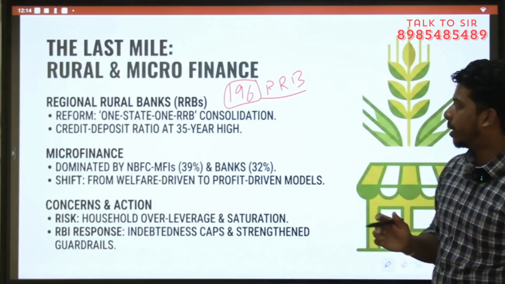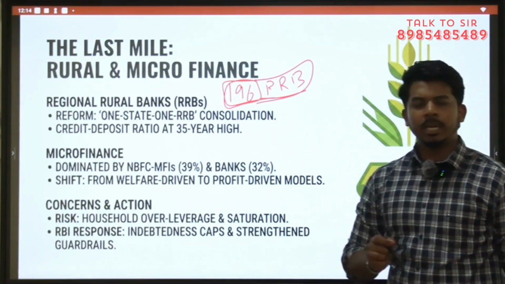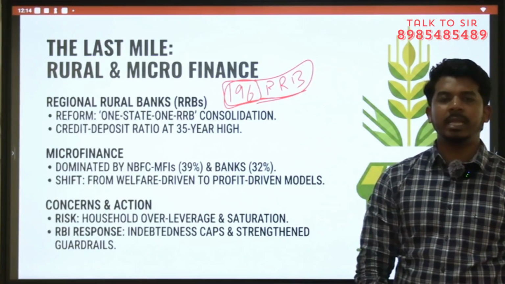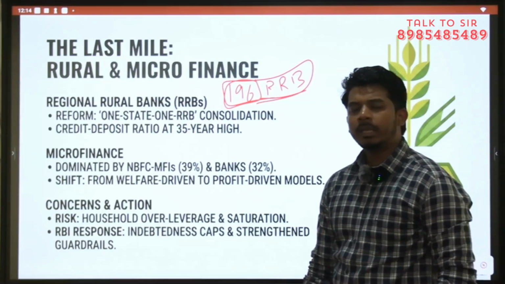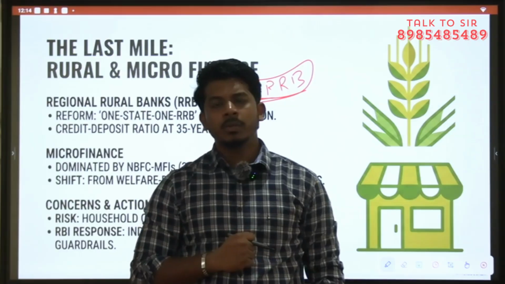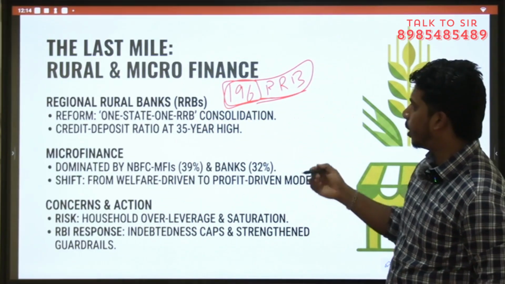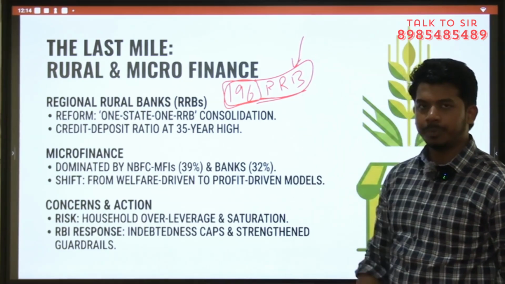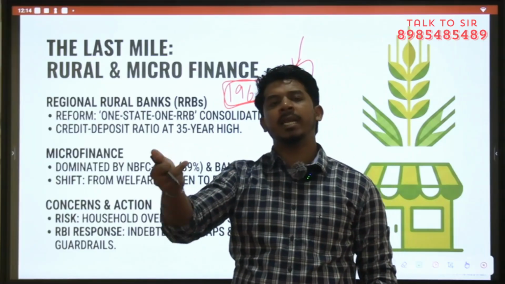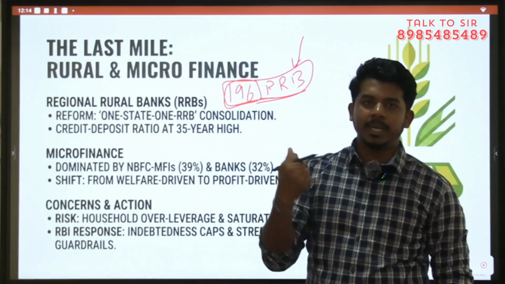But the problem now is that there are too many regional rural banks and they are failing. They are not getting the loans back. They are not recovering their loans properly. So they are suffering with some issues. So what is the government doing? The government is saying the problem is with the number, and the banks are too small. They are not able to manage their finances properly. So let us increase the size. Let us reduce the number.